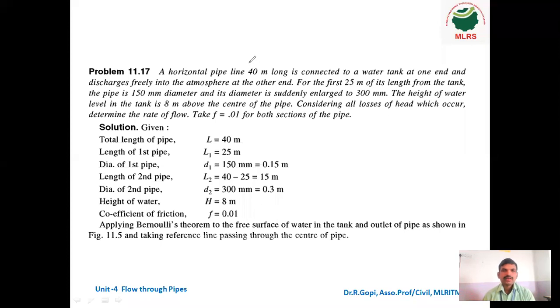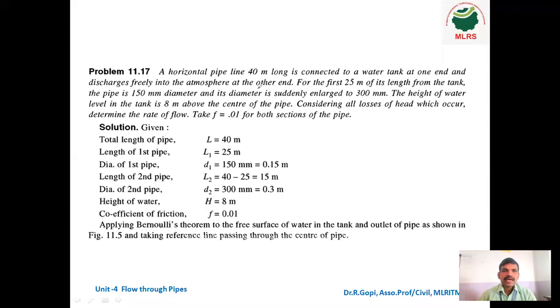In that problem, from the water tank, one pipe is coming as an outlet pipe. It will flow out freely. But in this problem, there are two pipes attached to a water tank. One pipe is smaller diameter, another pipe is larger diameter. So let us see the problem.